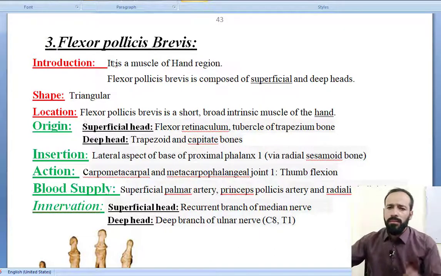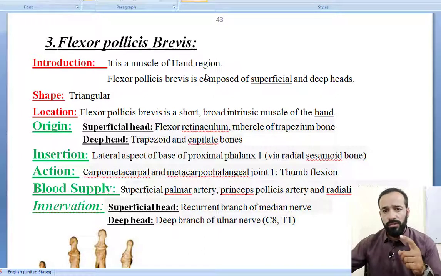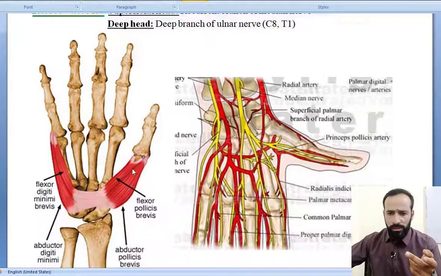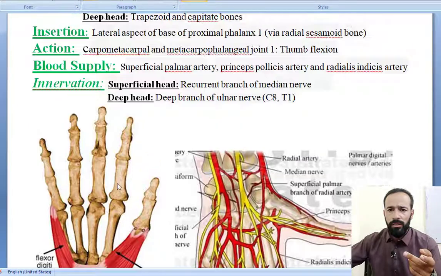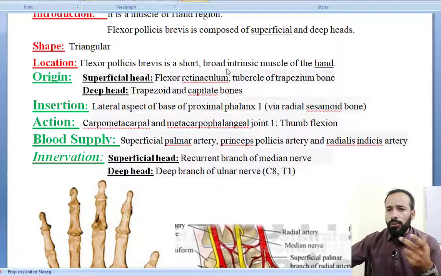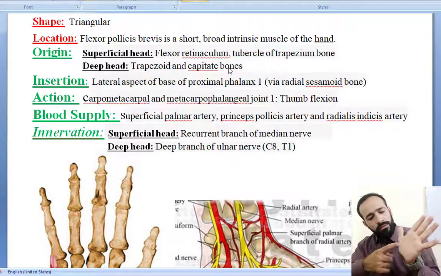Let's see. It's a muscle of the hand region. It is located in the thenar region, right? The flexor pollicis brevis muscle in the thenar region. It's a little bit triangular in shape, right? You can see here, triangular in shape. Flexor pollicis brevis is a short, broad, intrinsic muscle of the hand region. It is located in your thenar region.